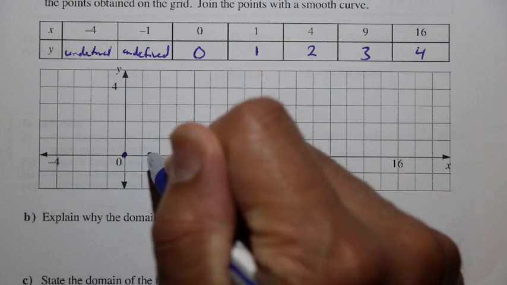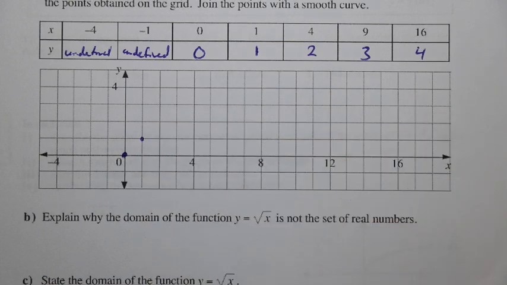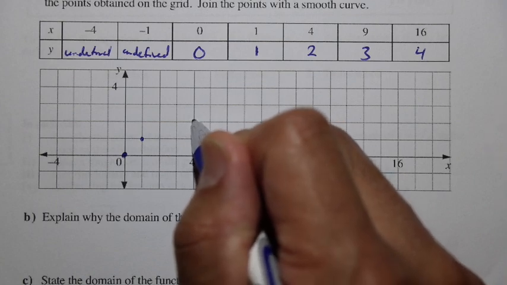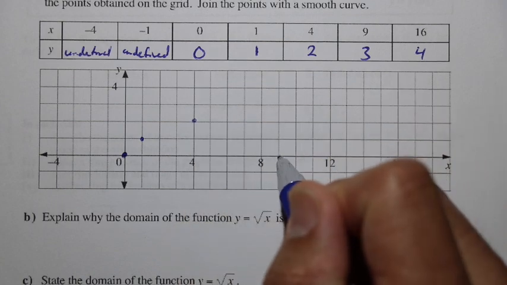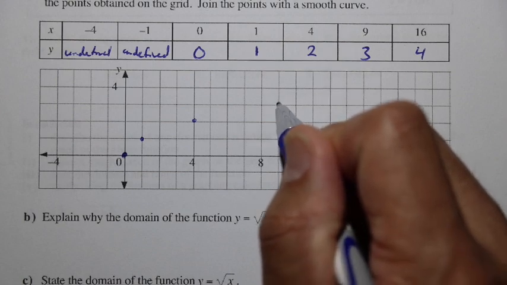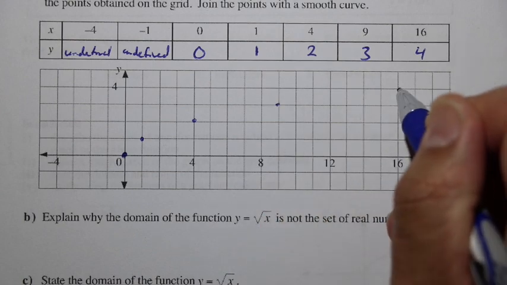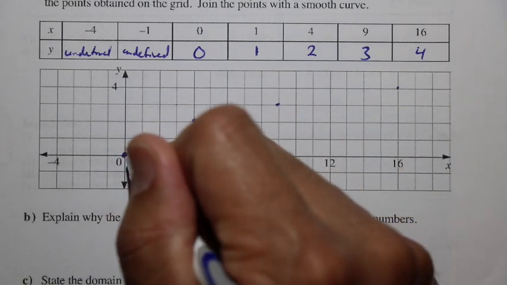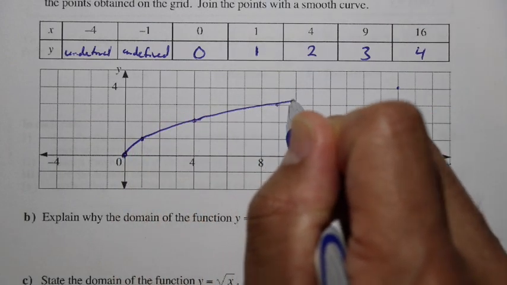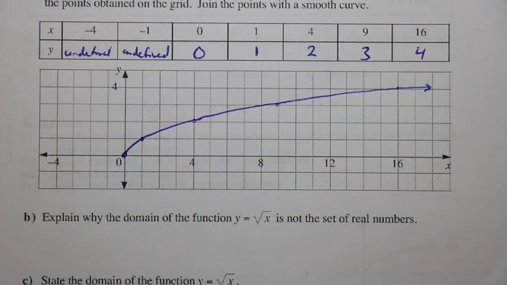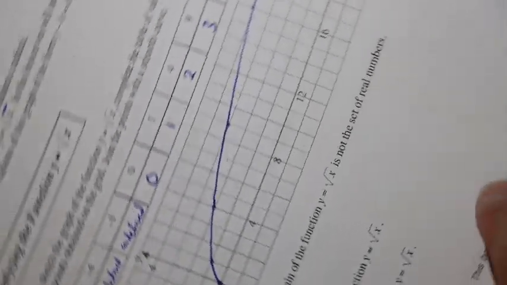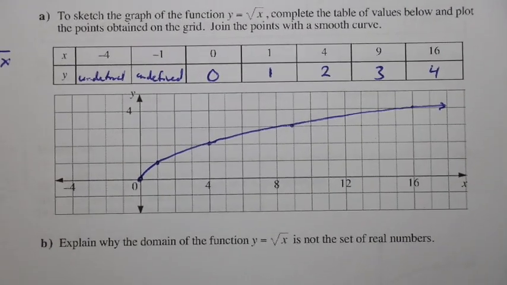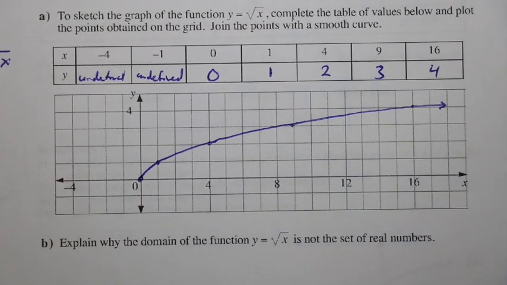Here we have 0, 0, and then 1 is 1 right there. And then when x is 4, then y is 2. When x is 9, then y is 3. And when x is 16, y is 4. So what it ends up looking like is this. And that's my best attempt there. If we turn it sideways like this, it kind of looks like half a parabola, but it's going this way. So we have this action happening.